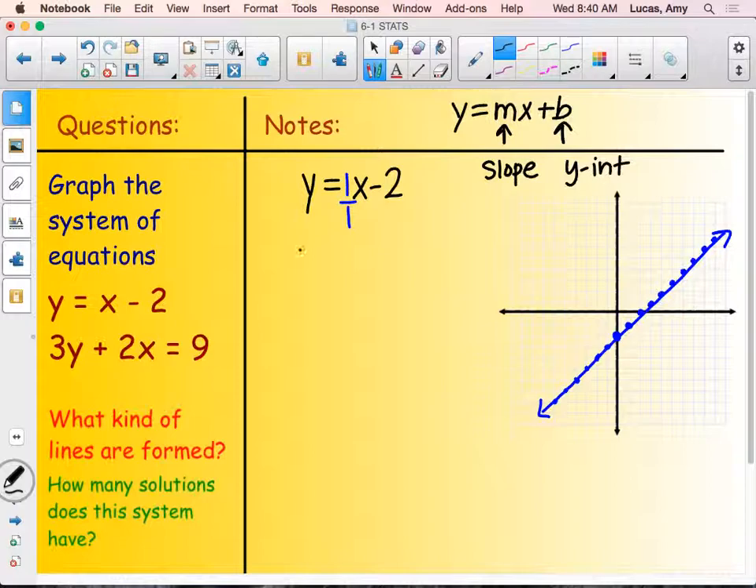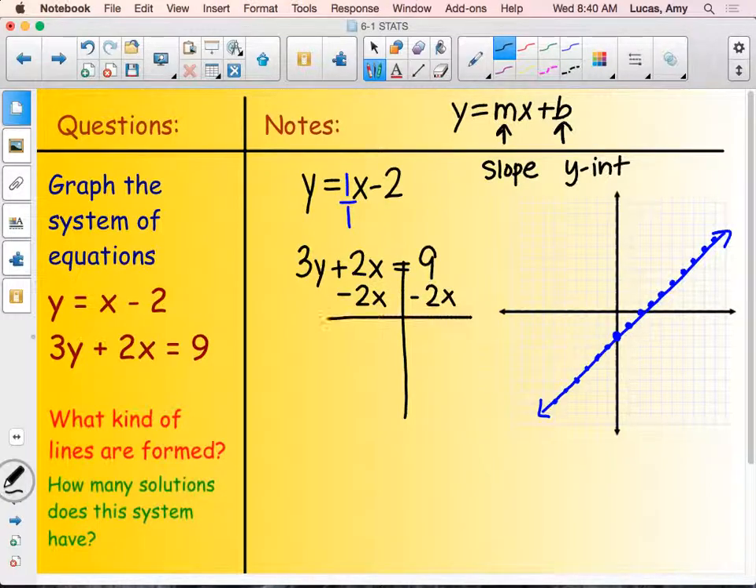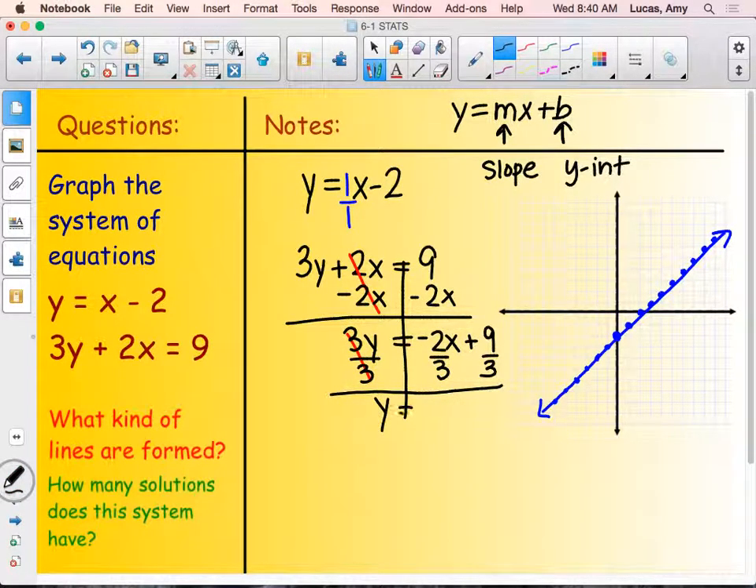Okay, the second equation is not in slope-intercept form, so I need to do some rewriting on this one to get the y by itself. So I will subtract 2x on both sides. 3y equals -2x plus 9. Remember, those are not like terms. And then divide everything by 3. So y equals -2/3 x plus 9 divided by 3 is 3.